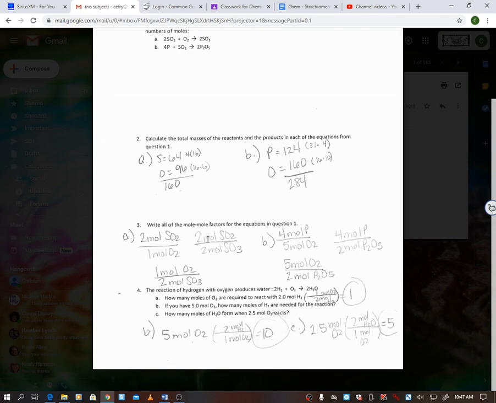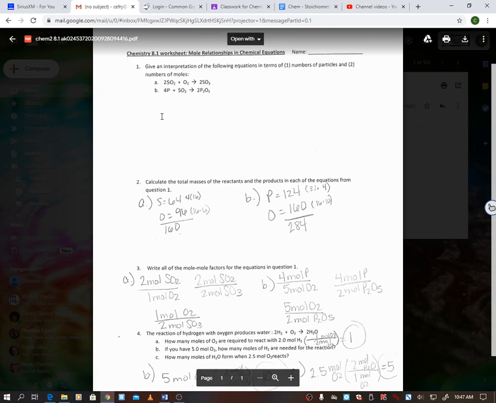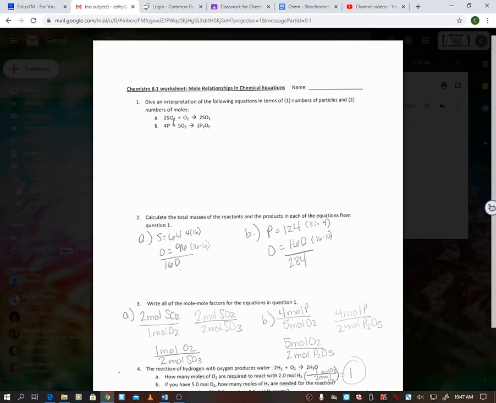On number 3, they want you to write all the mole-to-mole factors. So if I'm looking at A, I can see that for every 2 moles of SO2, I have 1 mole of O2.